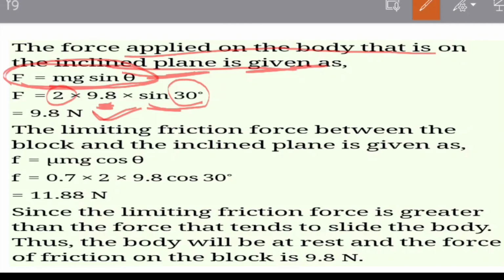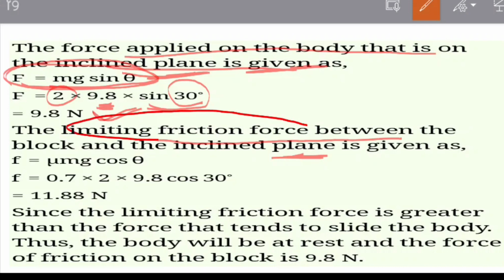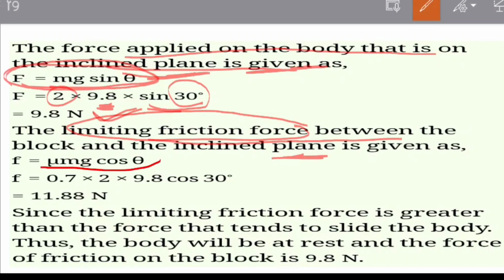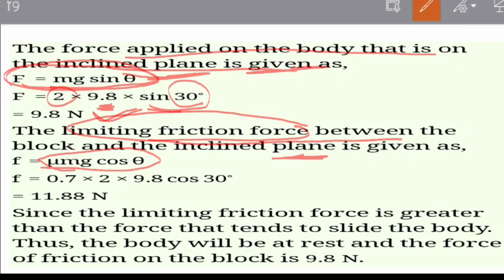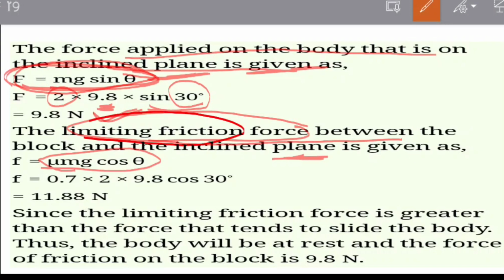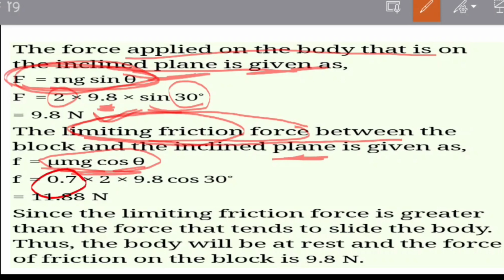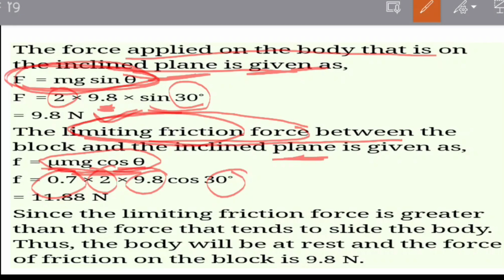Now let's see the limiting friction force between the block and the inclined plane. It is given as F equals mu mg cos theta. Here the force on the body on the inclined plane is F equals mg sin theta, and limiting friction is F equals mu mg cos theta. Mu, the coefficient of friction, is 0.7, m is 2, g is 9.8, theta is 30 degrees. We will get 11.88 newtons.